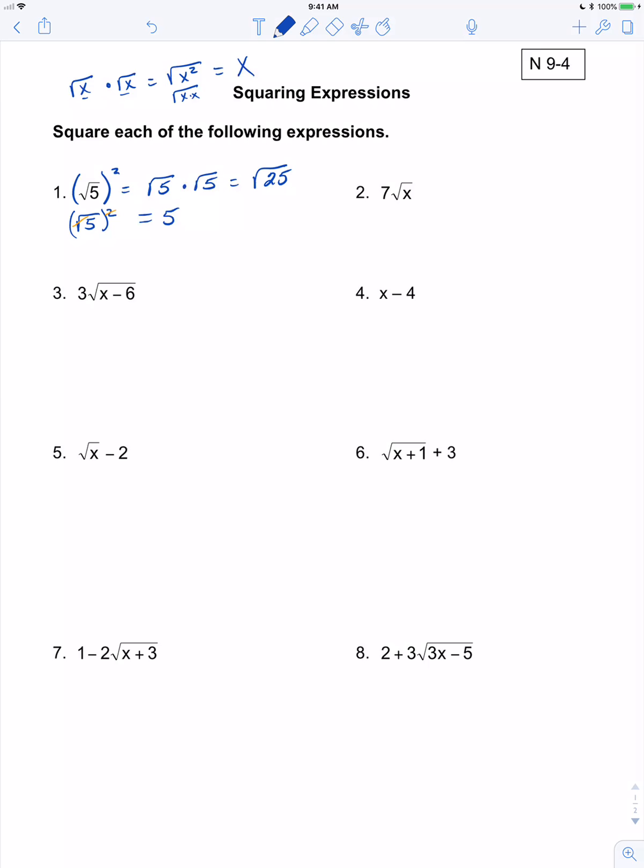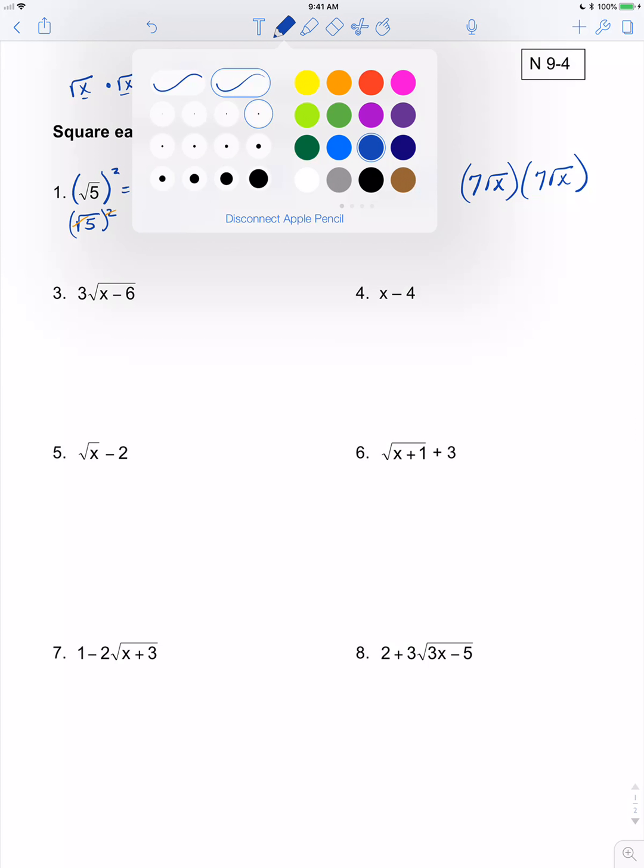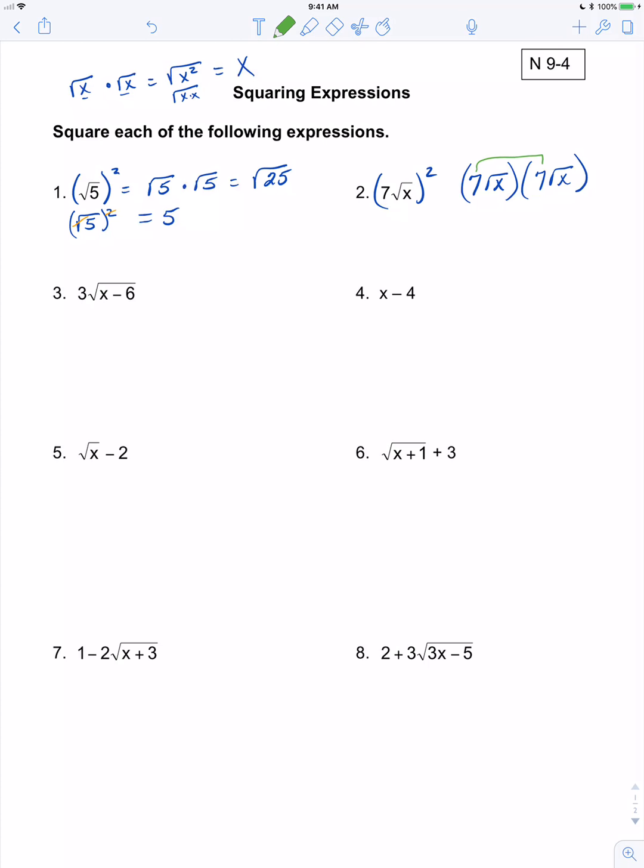Okay, so we've got 7 square root of x, and we're going to square that. Again, that means 7 square root of x times 7 square root of x. Notice that the 7 is on the outside of that radical sign, so we multiply the 7 times 7, and that gives us 49. From our previous example, we know the square root of x times the square root of x just leaves us with x. So that answer is 49x.